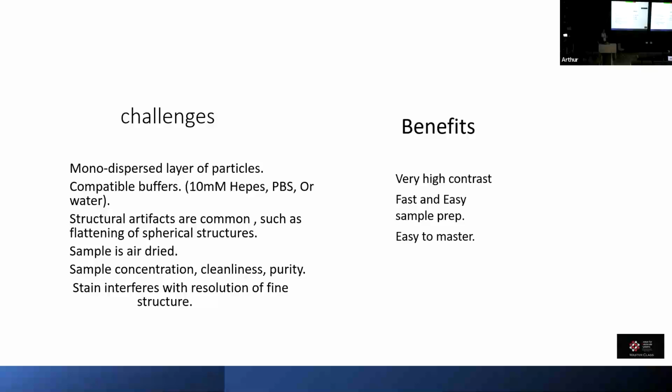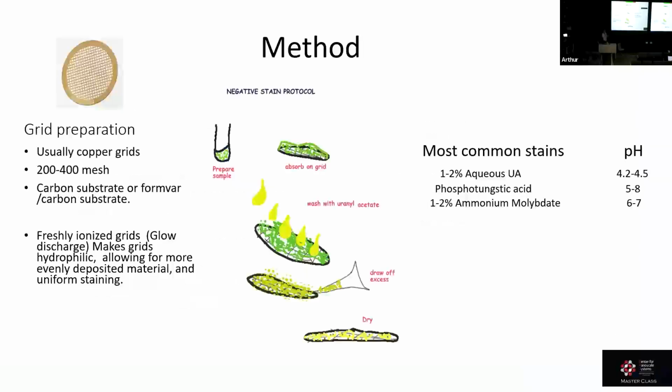The benefits are it's very high contrast, it's fast, sample prep is easy, and it's easy for anyone to master. So if you have a lot of conditions that you're trying to get through, you can get through 30, 40 conditions in a week with negative staining. The method, again, is quite simple.